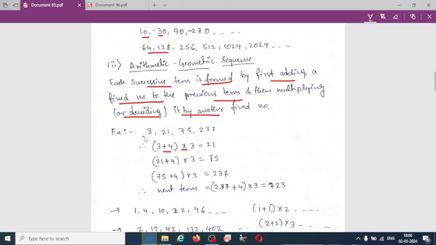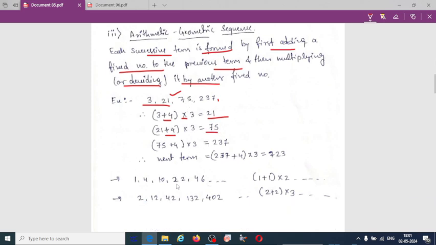Let us take this series: 3, 21, 75, 273. To find the next number, we first take the first number, add one number and multiply by one number, so that we get the next number 21. So 3 plus 4 is 7, 7 into 3 is 21. Then 21 again, add 4 and multiply by 3, you will get 75. Like that you have to solve these examples. 75 plus 4 into 3 gives 273.